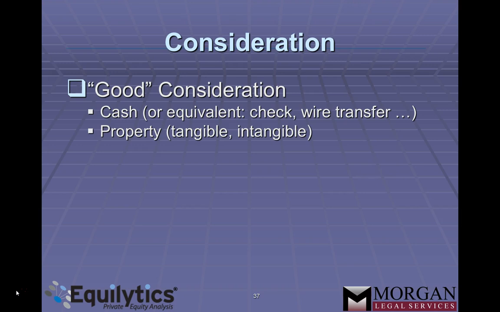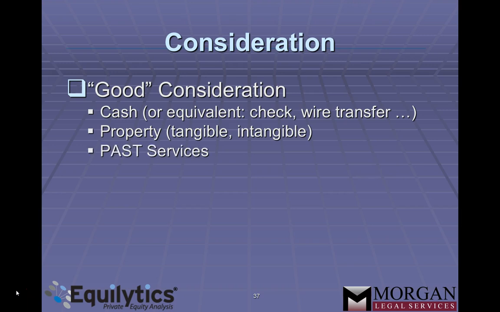Another form of good consideration is property. Tangible property, like your car or your house or some piece of furniture, can be used to buy the stock. Also intangible property, a software program or a logo or a design, which is intangible but valuable property that can in fact be transferred into the company in exchange for the shares.